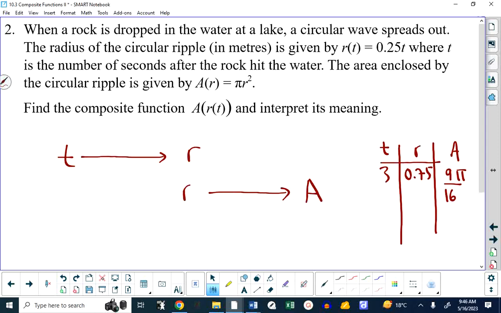0.75 is 3/4. When I square 3/4, I get 9/16. You can work it out in decimal form. Whatever 9/16 times pi is, that's the area in square meters.